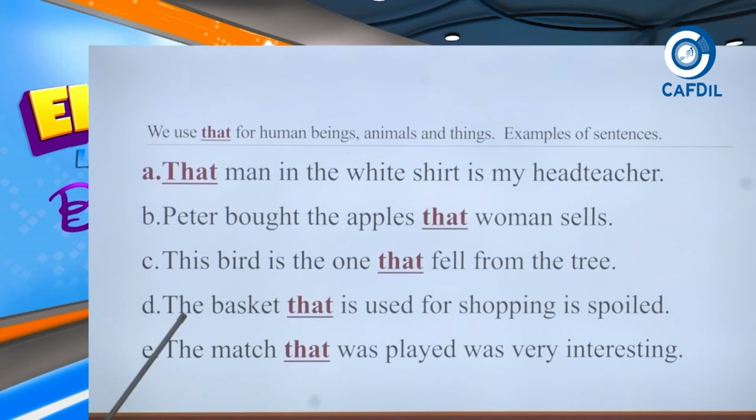D. The basket that is used for shopping is spoiled. E. The march that was played was very interesting. Let's take it again. The march that was played was very interesting.